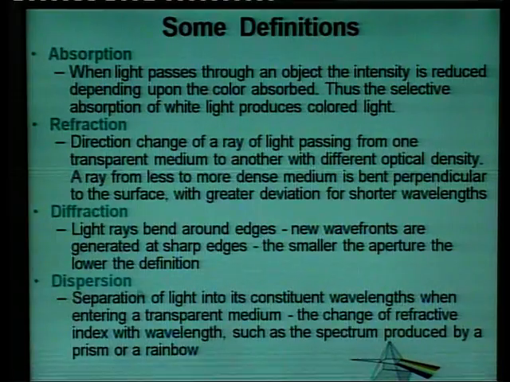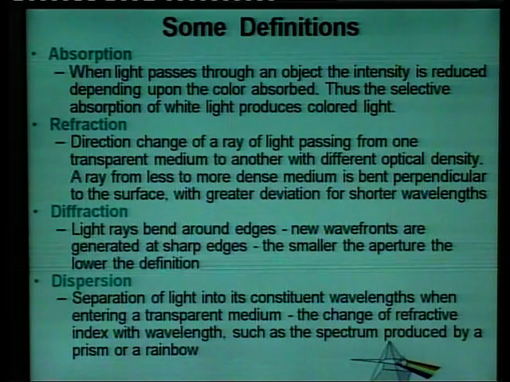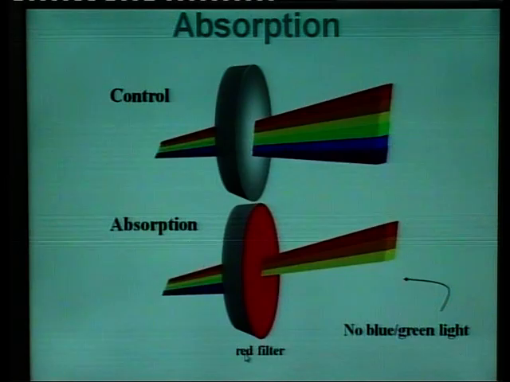Now next, what is dispersion? Dispersion is separation of light into its constituent wavelengths when entering a transparent medium. It is the change of refractive index with wavelength, such as the spectrum produced by a prism or a rainbow. When white light enters a prism, due to refraction, it splits into its 7 colors. This phenomenon is called dispersion.